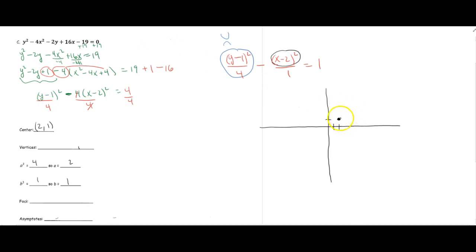Now to find my vertices, remember, if this is y minus something all squared minus x squared, you know it's opening up and down. So in this case, when I go to my vertices, if a is 2, from the center I'm going to go up 2. Then from the center I'm going to go down 2. So one vertex ends up being at (2, 3). My other vertex ends up being at (2, -1).